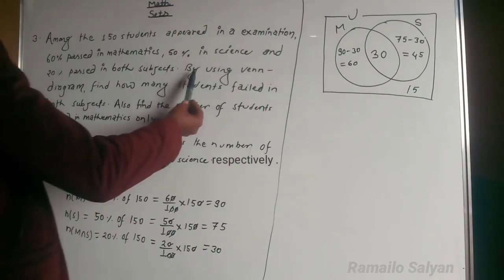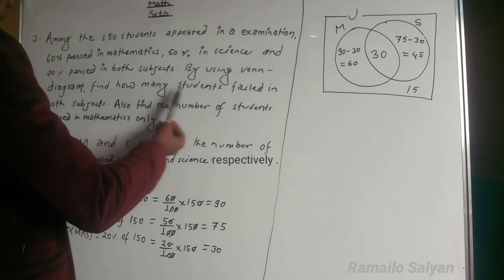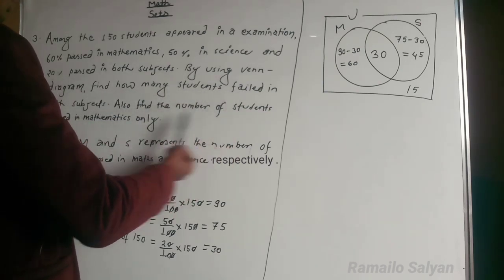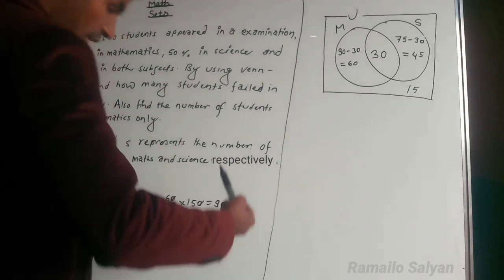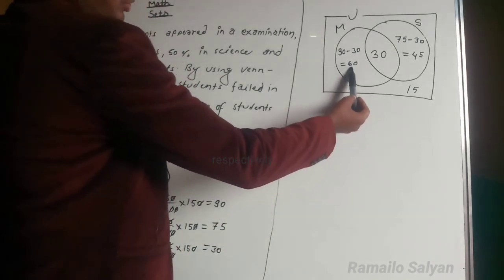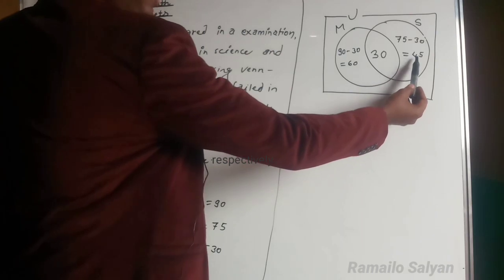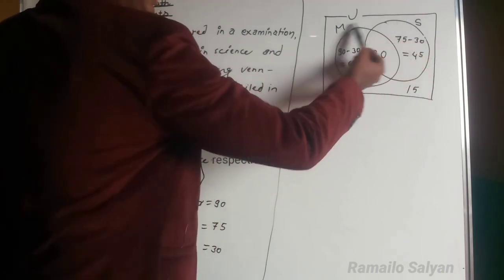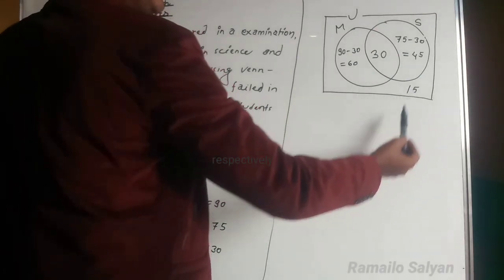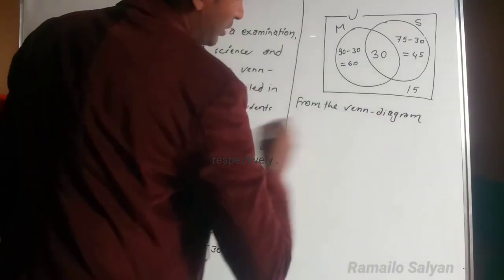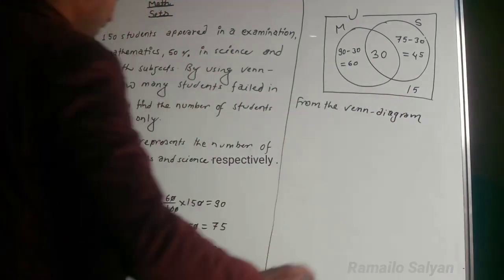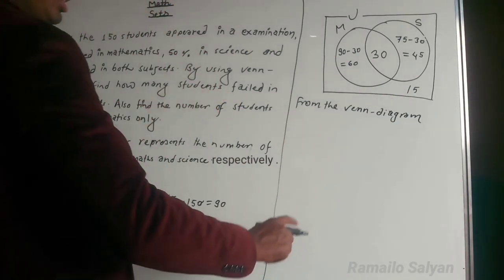Okay, look at this question. By using a Venn diagram, find how many students failed in both the subjects and also find the number of students passed in mathematics only. Look at this Venn diagram. 60 students passed in mathematics only, 45 students passed in science only, 30 students passed in math and science, and 15 students failed in both the subjects. From the Venn diagram, 60 students passed in mathematics only and 15 students failed in both the subjects.